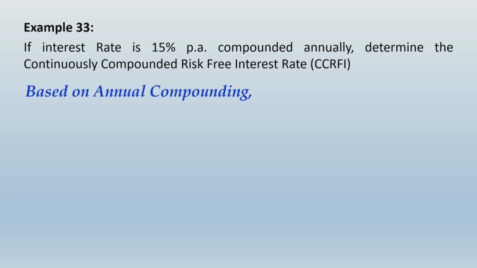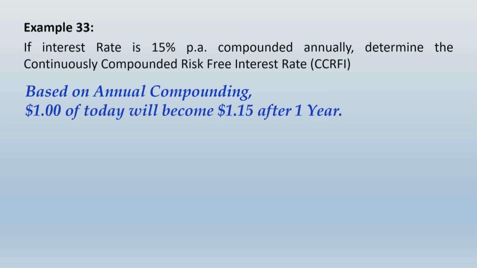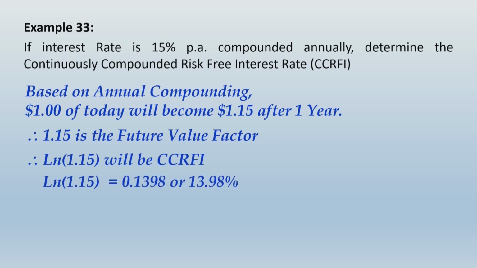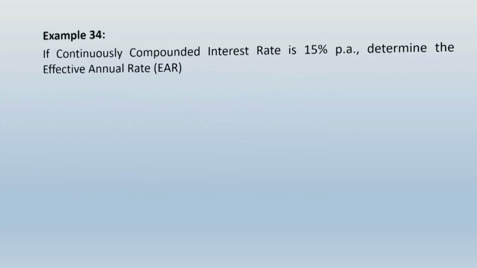So based on annual compounding, $1 of today will become $1.15 after 1 year. Therefore $1.15 or simply 1.15 is the future value factor. So ln of 1.15 will give you the continuously compounded risk-free interest rate, and that will be 0.1398 or 13.98%. So CCRFI, or simply the continuous compounded rate, is 13.98%. Let us move ahead and take up the next example.